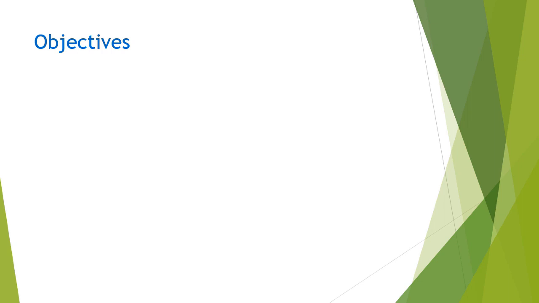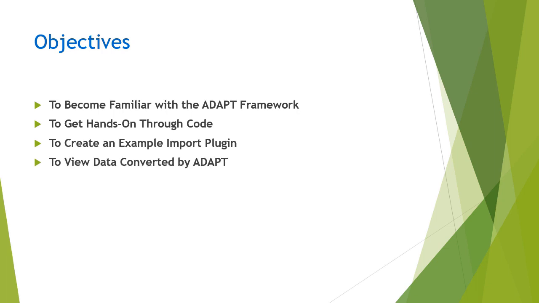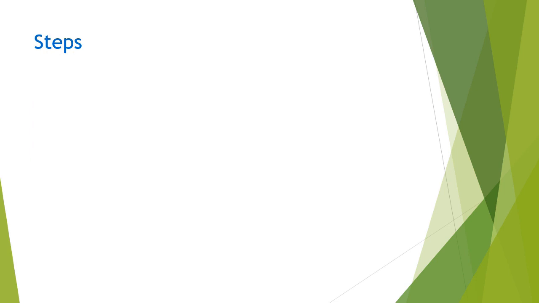In this tutorial, we're going to familiarize ourselves a bit with the Adapt framework, and we're going to get hands-on by writing a little code. We're going to create an example plugin that runs an import of data into the Adapt framework, and we'll use the Adapt framework to convert our data into a standard format that can later be consumed by other systems and equipment. There are several steps required to create our plugin, so let's walk through these before we begin.